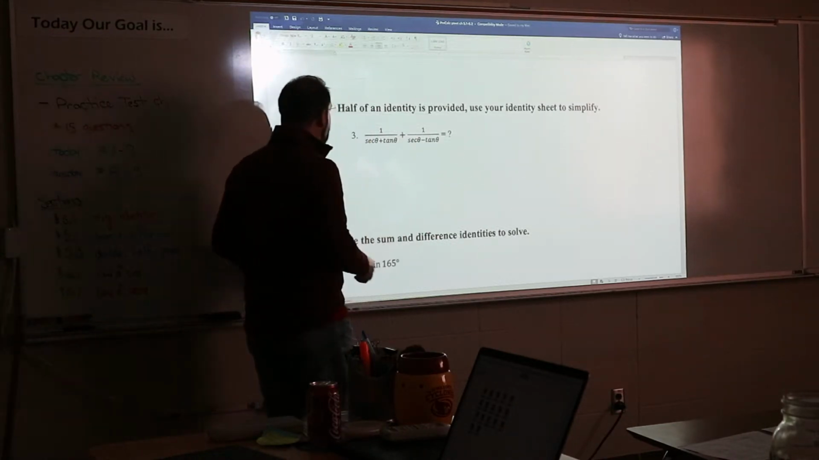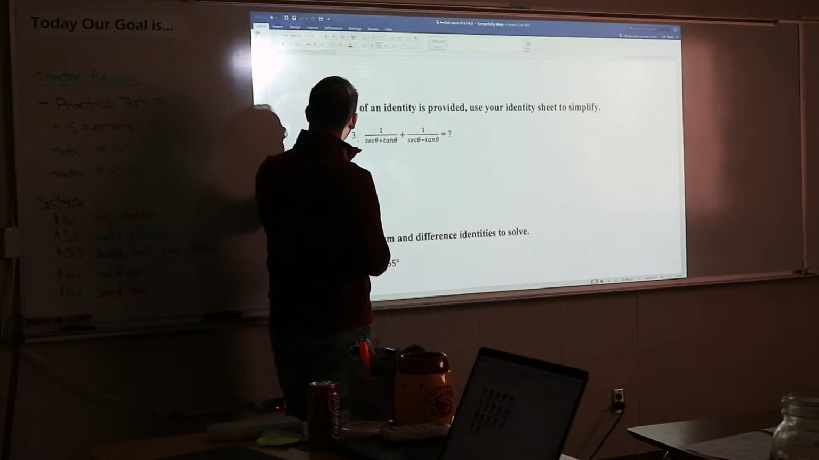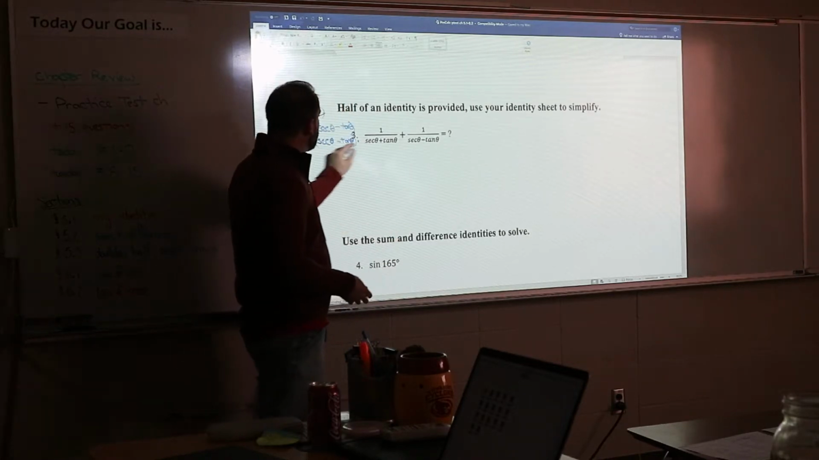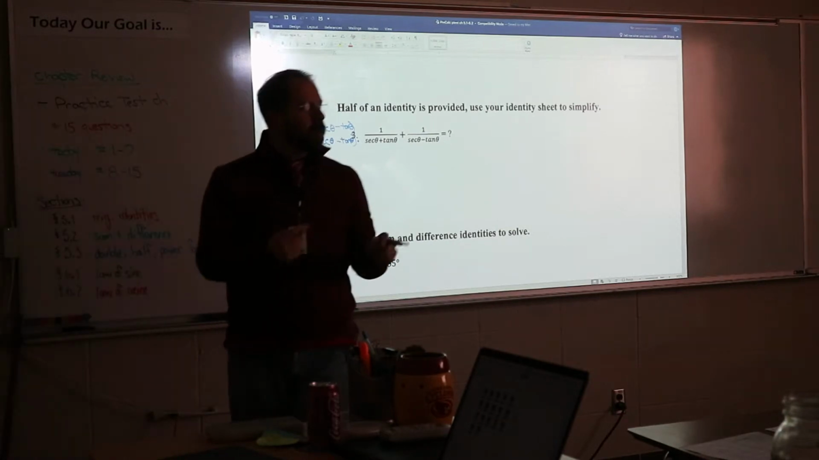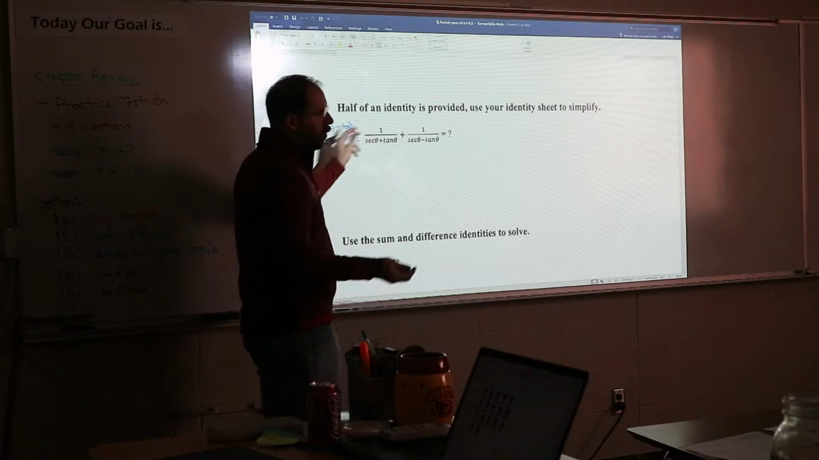So on this particular problem, I would probably multiply by secant minus tangent, and on the top, same thing. Good call, Mr. Ward. Because I'm going to multiply by the conjugate. That way when I FOIL the bottom, it should work out to be one of my Pythagorean identities. And the top you can FOIL because it's just 1 there.